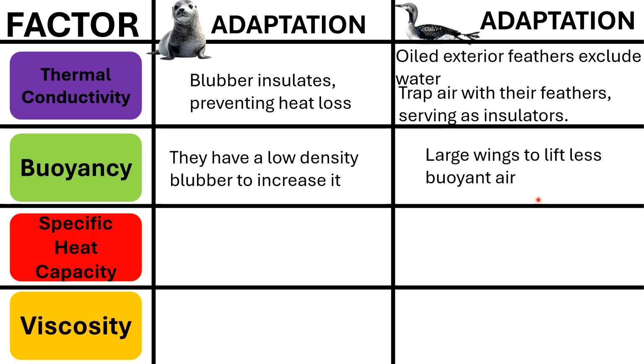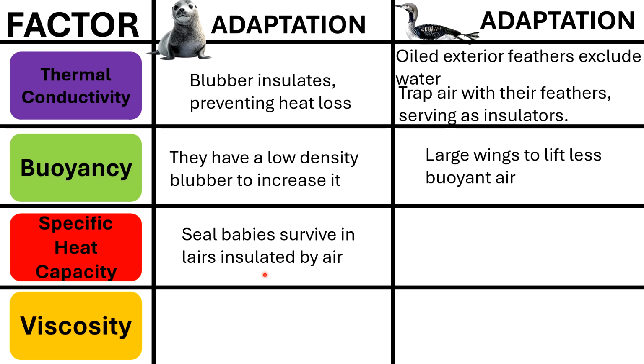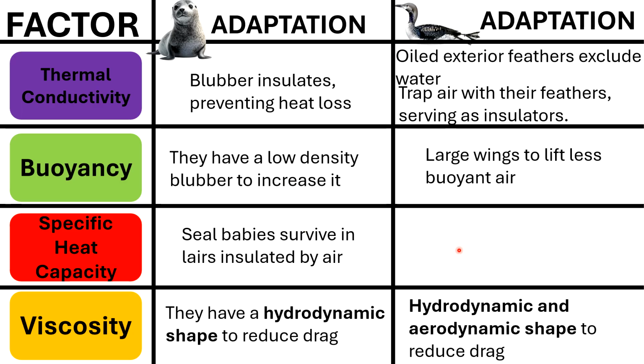Now the black-throated loon has large wings that lift less buoyant air. Pretty simple. Now seal babies survive in layers, so in groups, which are insulated by air and again prevent heat loss. We're going to look at something here because we don't have a specific adaptation of black-throated loons when it comes to specific heat capacity. Now looking at viscosity, seals have a hydrodynamic shape, so a shape that is beneficial to move in water as it reduces drag, and black-throated loons have both a hydrodynamic shape for the water and an aerodynamic shape for when they're in the air to also reduce drag.